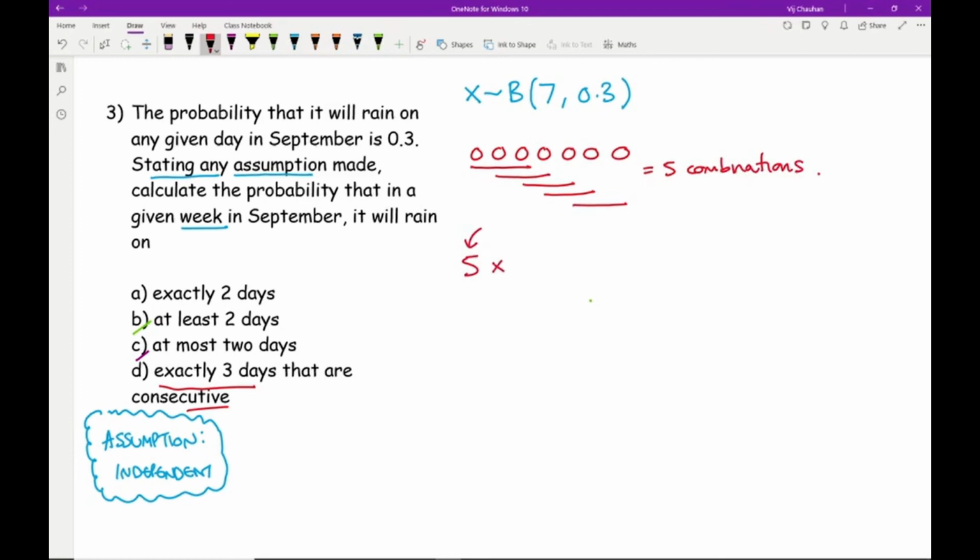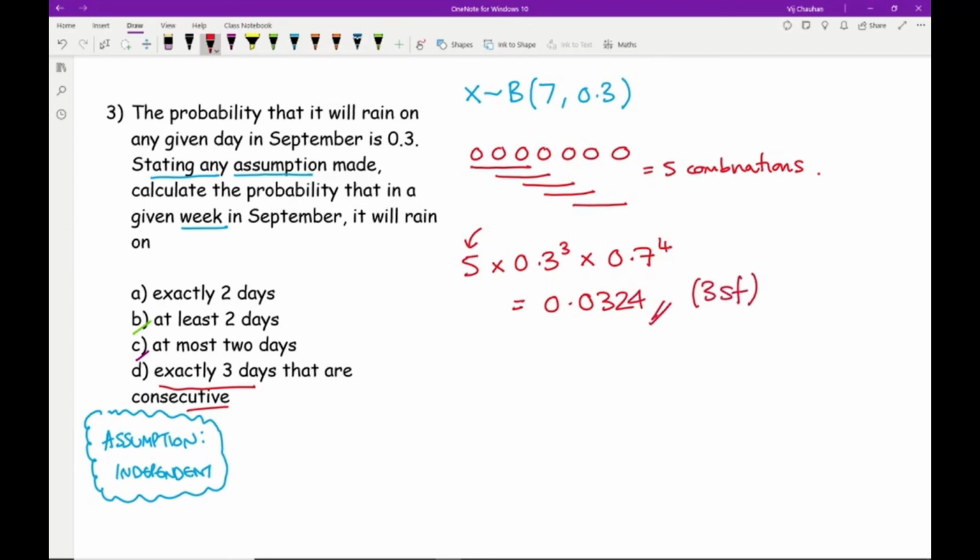Times. Now out of these days I want 3 of them being rainy, so that's 0.3 to the power of 3 times the probability of it not raining, and I want 4 of those. And if I type that into my calculator, all I then need to do is get the final answer, which is 0.0324, and that's the answer to 3 sig fig.